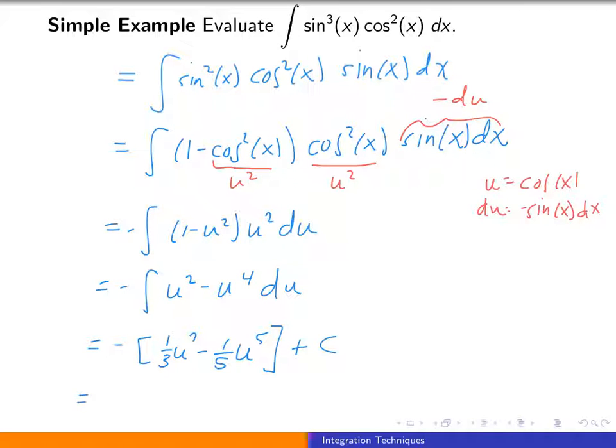And our last step here will be to distribute in the minus sign and resubstitute in u equals cosine. So we'll have 1/5 cosine to the 5th x, and its sign is positive because we've taken the minus and distributed it in, minus 1/3 cosine cubed x, all plus c. And once again, as long as either the power of sine or cosine is odd, this exact same technique can be applied.